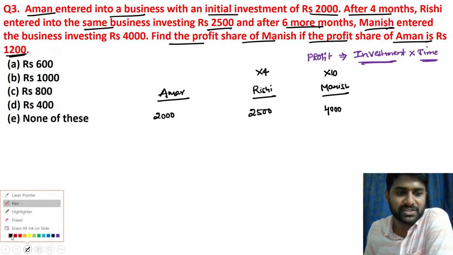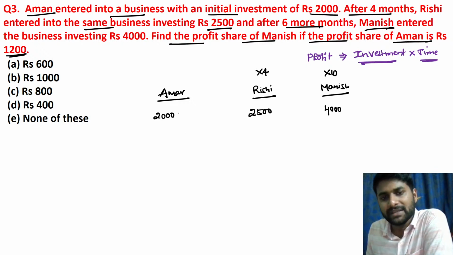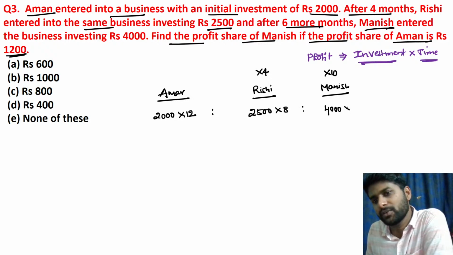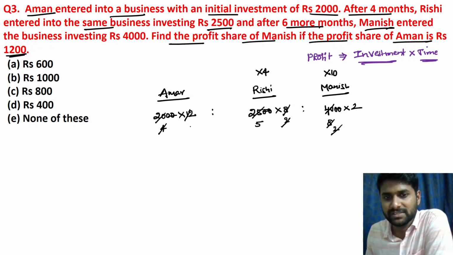If there is no information related to duration, consider the entire business for 1 year. Now Amar is there for the entire duration, 12 months. Rishi was there for only 8 months and Manish for only 2. You can cancel the numbers now. Cancel the hundreds, and cancel further in the 4 table and by 2. Finally, the respective ratio of profits is 6 is to 5 is to 2.